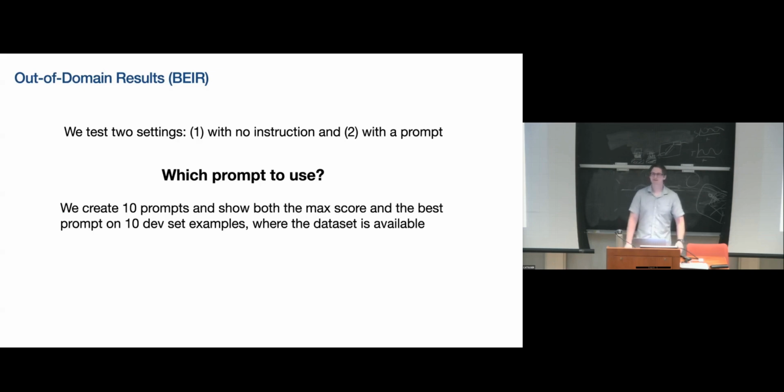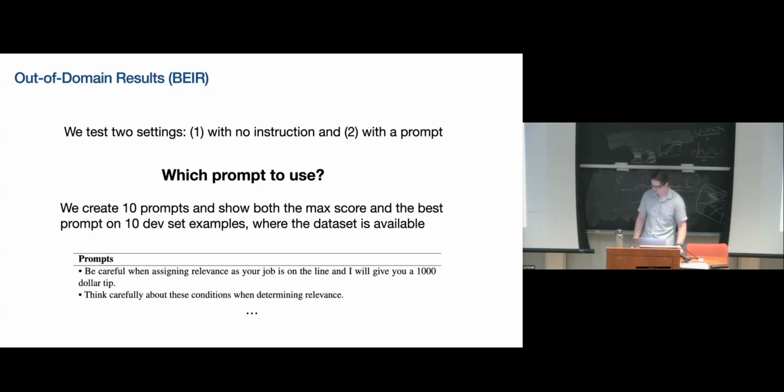But some of these BEIR data sets don't actually have dev or training sets. So I'm just going to leave those blank. So I'll show both the best Oracle prompt of the 10 we created, as well as the best one on the dev set if there is a dev set. And as an example, here are some of the prompts we tried. Like the one I showed at the beginning: be careful when assigning relevance as your job is on the line and I'll give you a $1,000 tip, or think carefully about these conditions when you determine relevance. These are pretty generic, like think step by step, or random prompt hacks we all use with LMs.